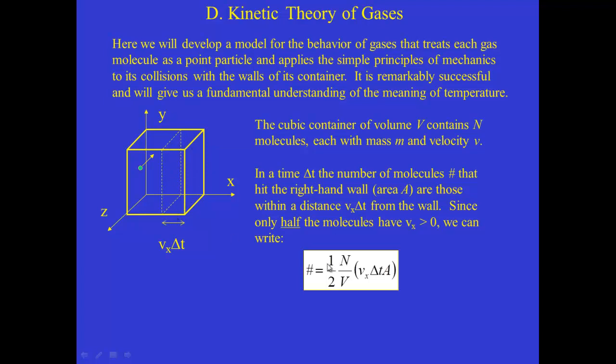And that region close to the right hand wall has a length vx delta t, and then it's got a cross-sectional area A, because A is the cross-sectional area of the right hand wall, right? So what we've really done is we've taken this volume multiplied by the number of particles per unit volume in the whole container, and then multiplied by half. And so if you think about the units, this gives us the number of particles that are in this smaller volume on the right hand side, and those are the number that are going to hit the wall. And again, the factor of 1/2 just accounts for the fact that only half of them have a positive x component of velocity.